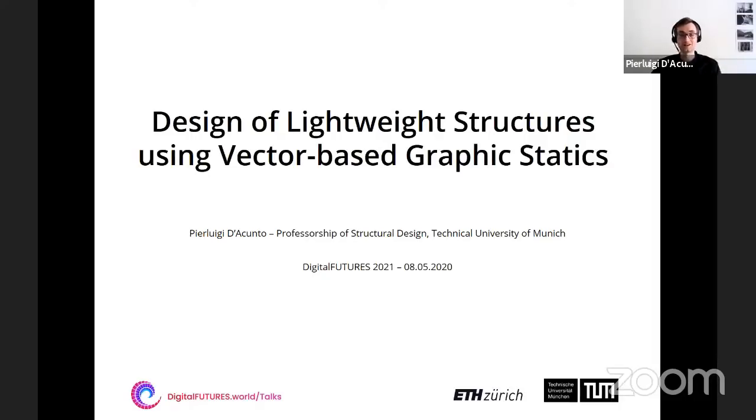For me, it's a great honor to be here with such a very prominent panel of colleagues, lecturers, and friends that are joining me today. My name is Pierluigi Da Cunto. I'm currently assistant professor of structural design at the Technical University of Munich. In fact, I just moved to TUM a few months ago. Before that I was at the chair of structural design at ETH Zurich under the supervision of Professor Josef Schwarz.